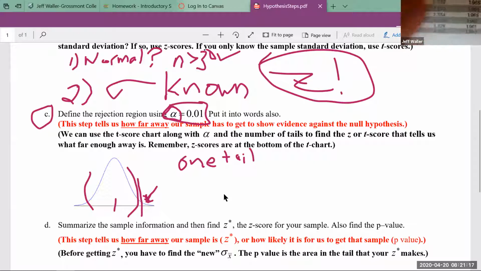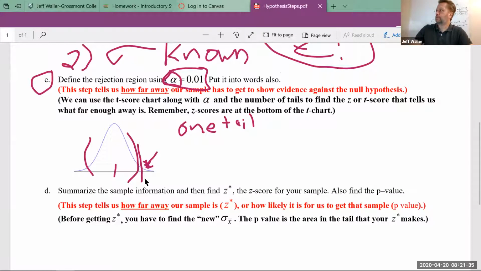So this sounds like a note. If you stop somewhere on the t-score chart, you get a t-score. If you go all the way to the bottom, you'll get a z-score. So that's the z-score I want, 2.326. So this will be 2.326. Okay. So now think about it for just a second.